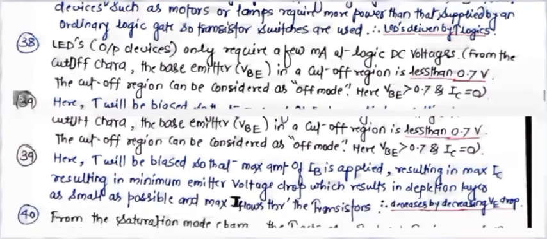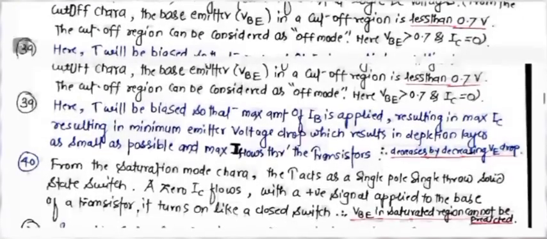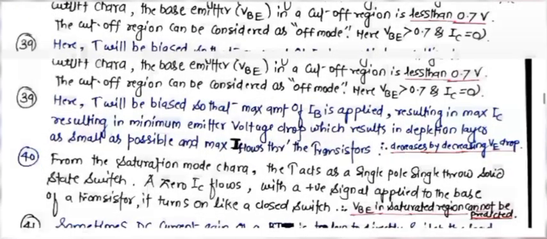From the cutoff characteristics, the base emitter voltage in the cutoff region is less than 0.7 volt. The cutoff region can be considered as an off mode. Here, VB is less than 0.7 and IC is equal to 0.